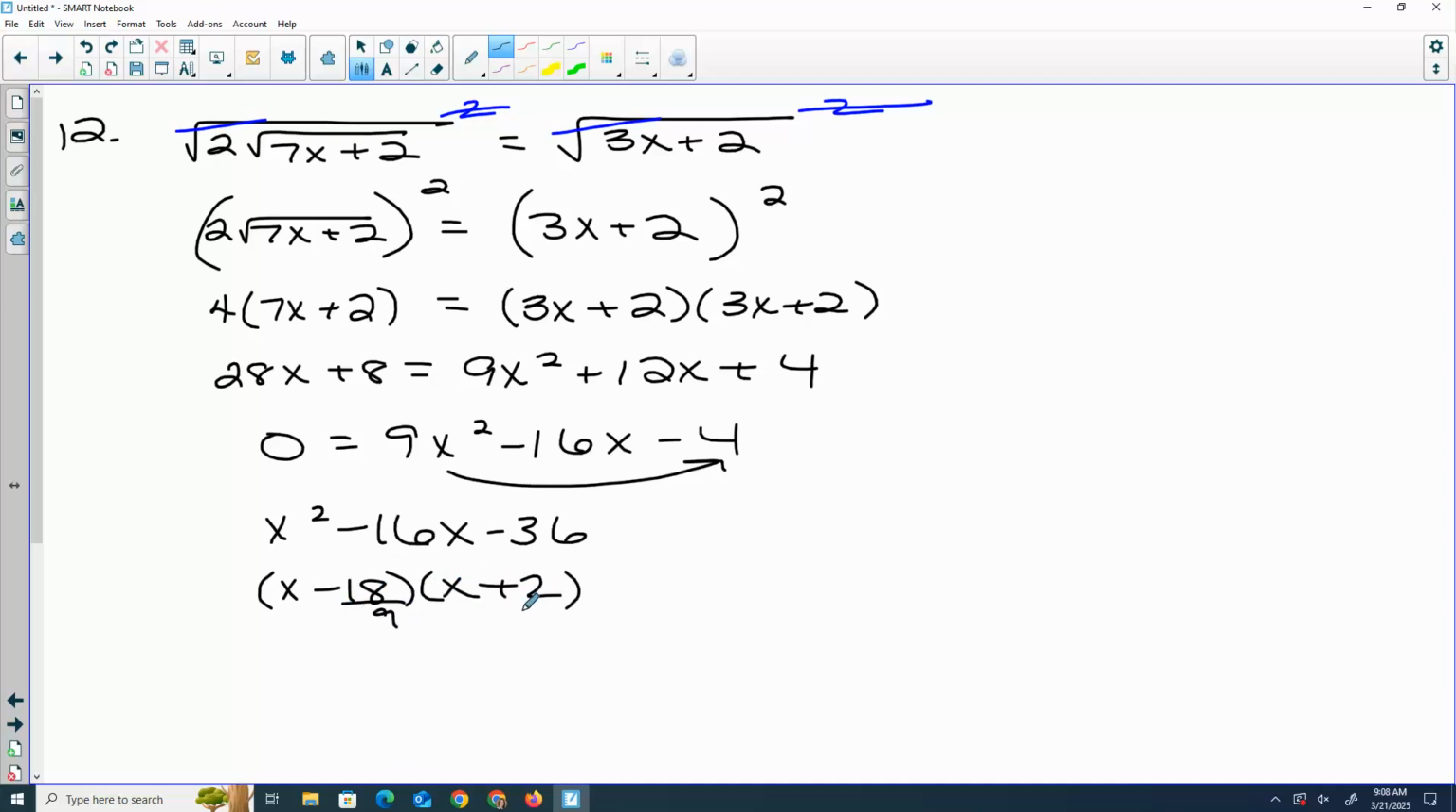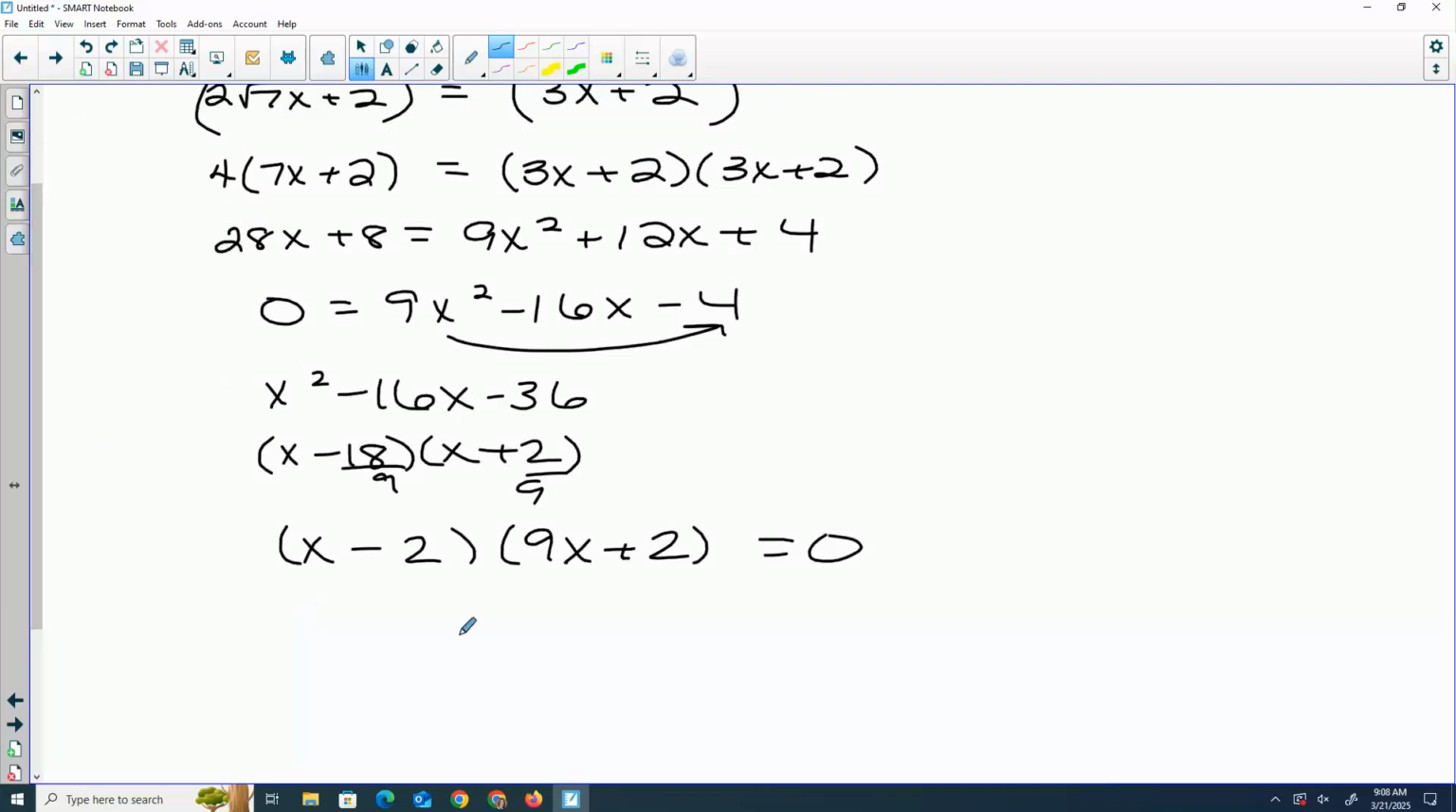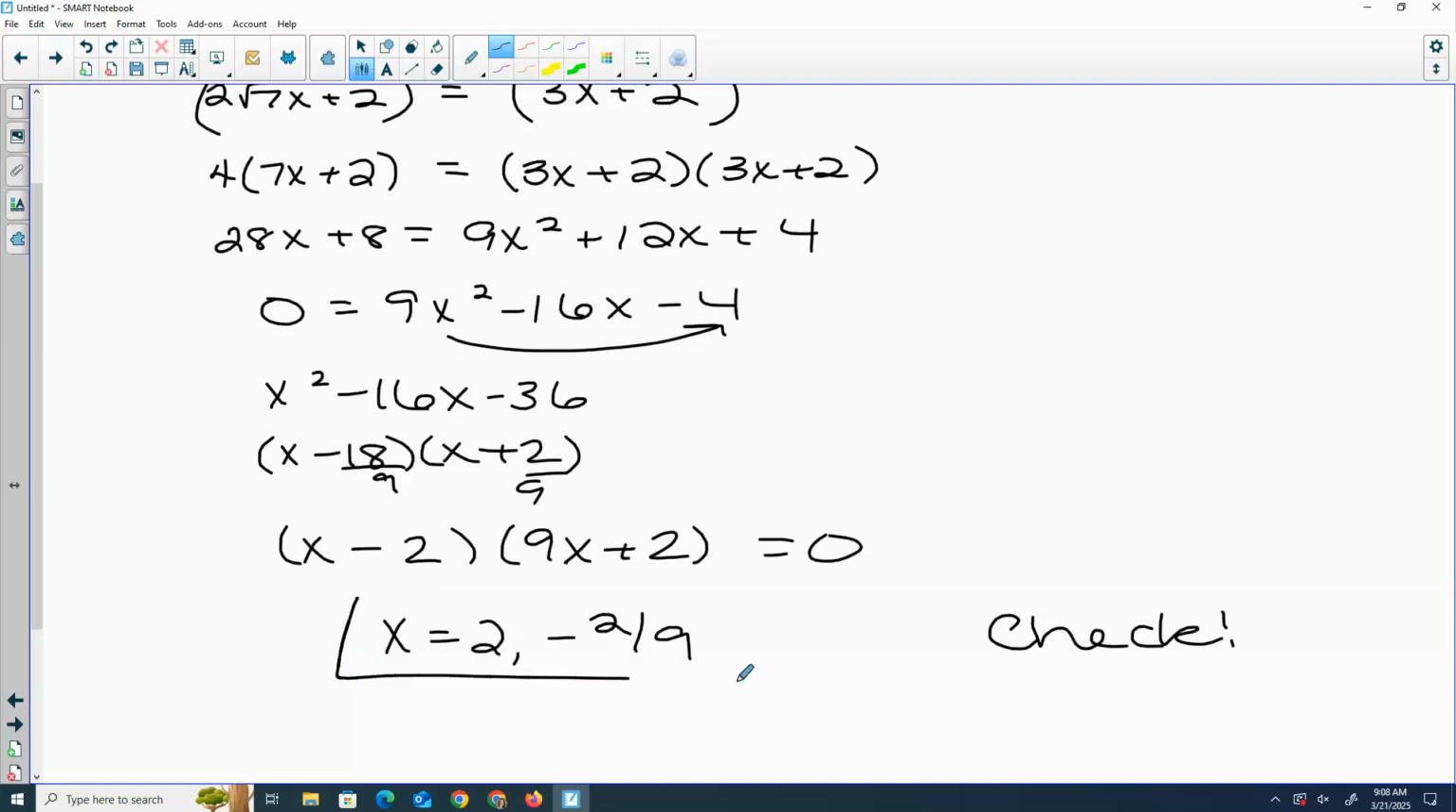Divide by 9 and we get x minus 2, and 9x plus 2. Set those equal to 0 and we get positive 2 and negative 2 ninths. Again, make sure you are checking. On this problem, they do both work, but when you put in the 2 ninths, put it in parentheses because it is a negative.